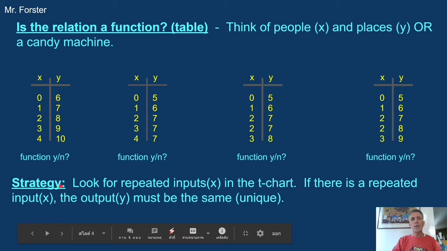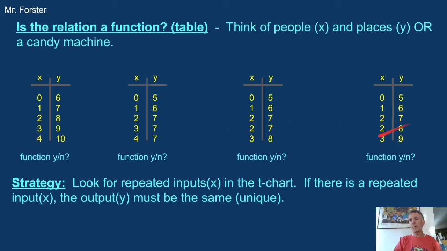So what is a strategy? Look for repeated inputs right here. If there is a repeated input, then the output must be the same. So here we had repeated inputs, but the output was the same.